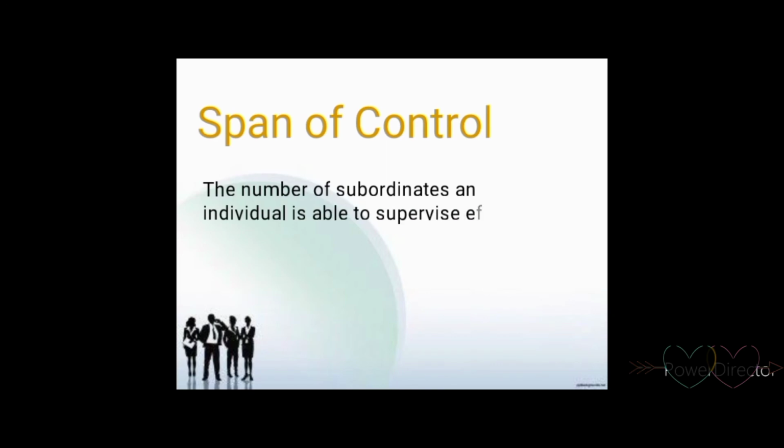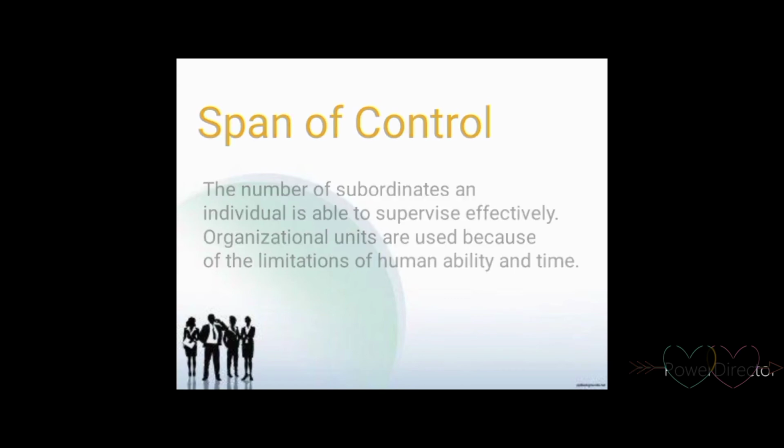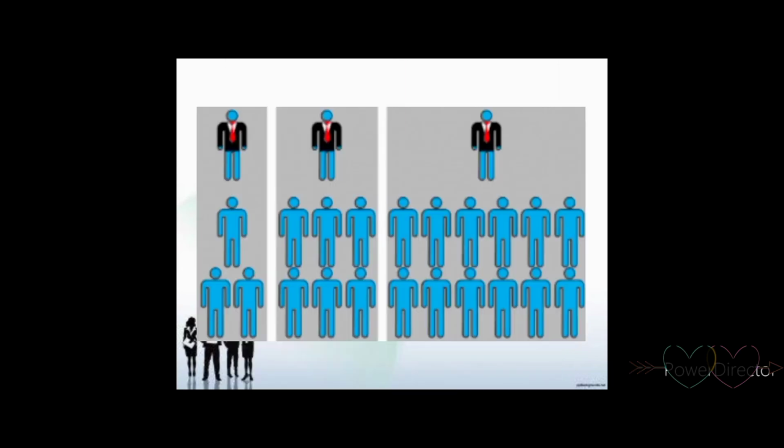Span of control. The number of subordinates an individual is able to supervise effectively. Organizational units are used because of the limitations of both human ability and time. Span of control principle. It is very important to understand span of control and organizational structure when describing an organization. Simply, span of control refers to the number of subordinates under a manager's direct control. As an example, a manager with 5 direct reports has a span of control of 5.